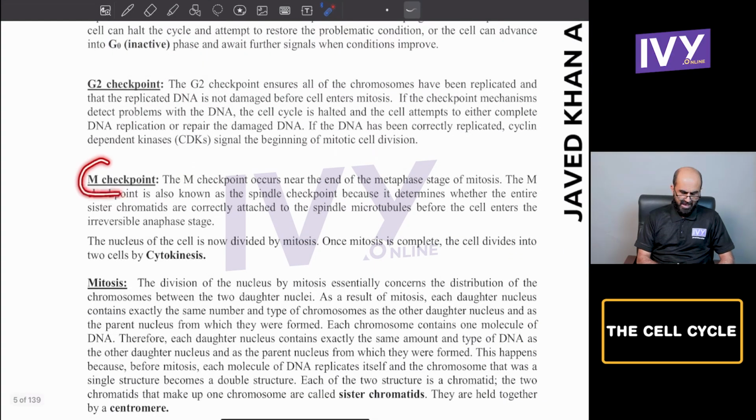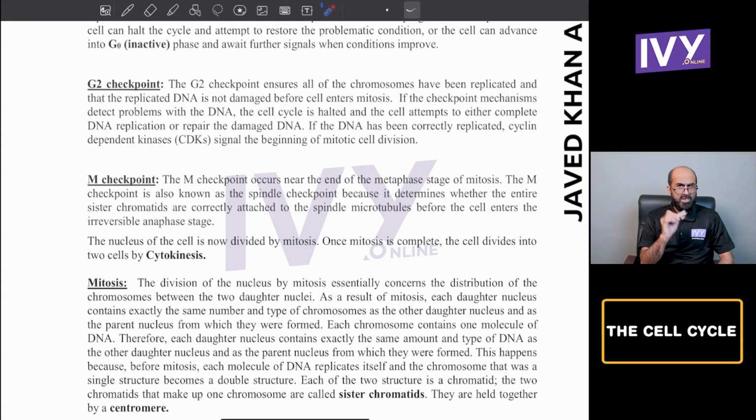And then finally the M checkpoint, the last one. The M checkpoint occurs near the end of the metaphase stage of mitosis. Until I explain the events of mitosis, you cannot understand what's going on in the M checkpoint, because the M checkpoint is located at the end of metaphase. So it checks the things in both prophase and metaphase.